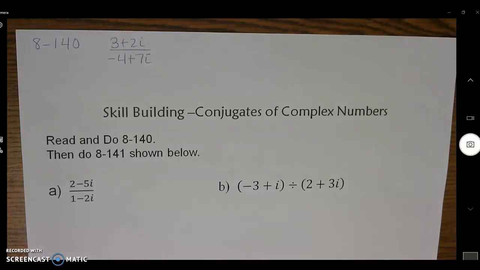Good morning. Today we're going to work on conjugates of complex numbers. So we're supposed to read and do 8-140. So get your textbooks out and go ahead and read this.